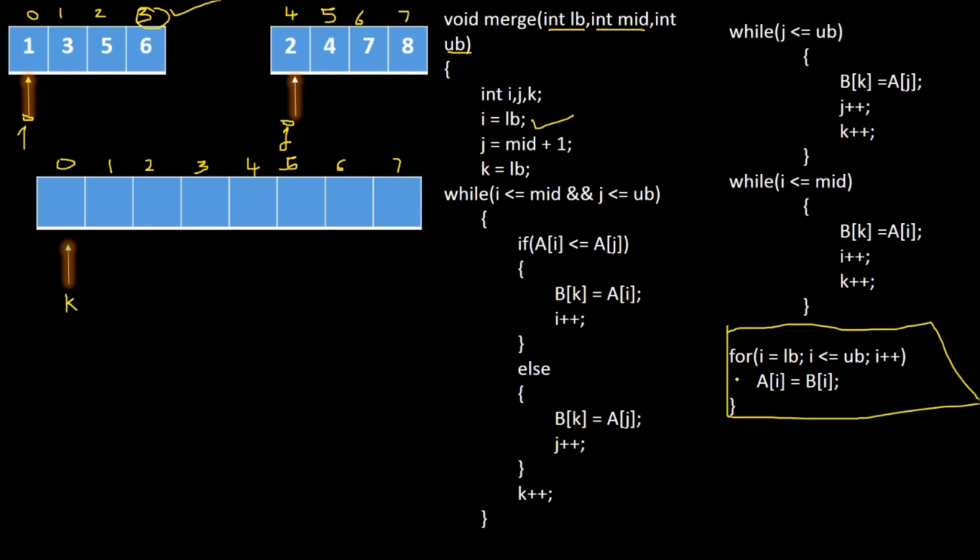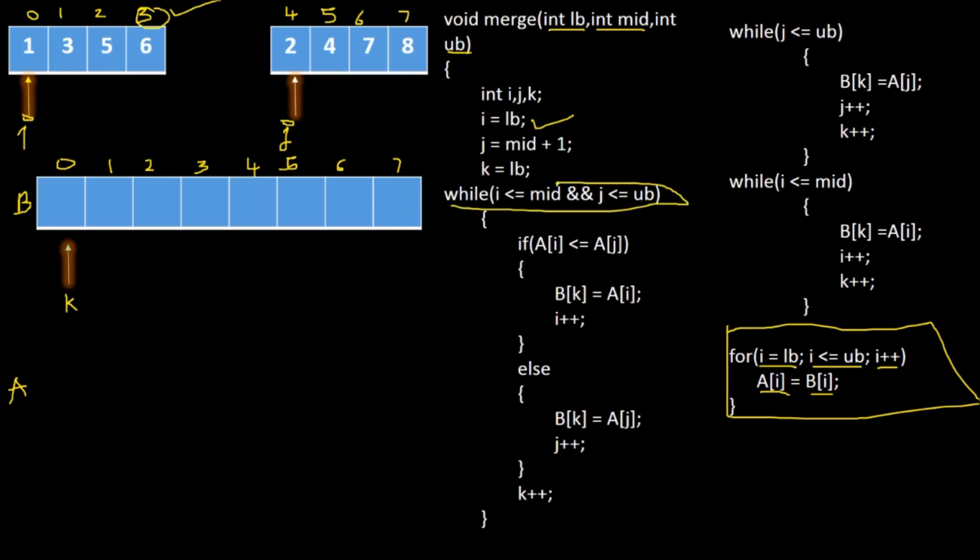Just write a for loop: for i is equal to lb, where lb value is 0, i less than or equal to ub, where ub value is 7, and i plus plus, b of i is equal to a of i. This will copy all the elements of the new array b into the older, initial array a to get the sorted elements, right? So without wasting time, let us see what this while loop does.